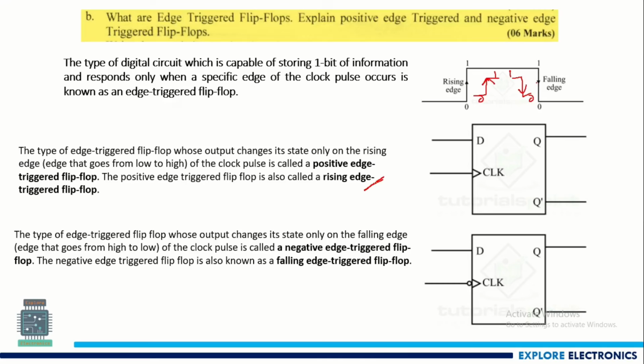Similarly, for the positive edge, mention it will sense at the positive edge of the clock signal. For the negative edge, mention it will sense the input at the negative edge of the clock. So this is the block diagram. If you can write any complete circuit using positive edge and negative edge, and also the waveform, that gives you complete marks. Try to write the waveform for D flip-flop since it is simple.